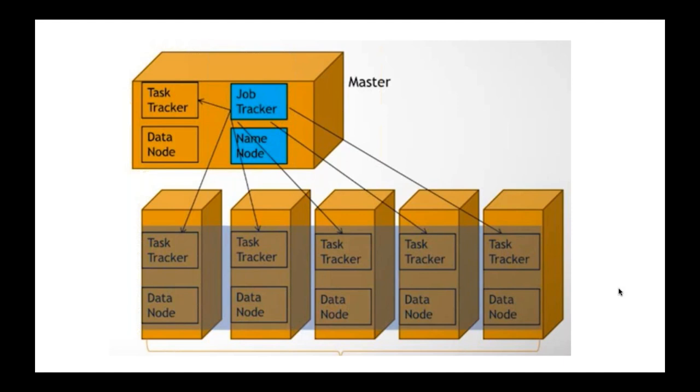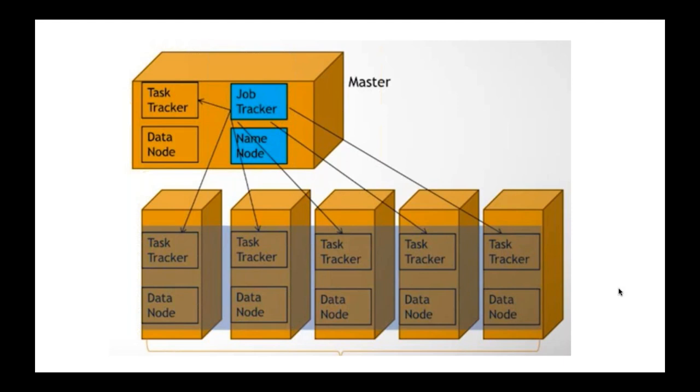Here are the simple steps of how it works. There is no strict sequence. The user provides the input location and the format of the data, and also other information like the expected output format. The job tracker accepts that input, divides it into tasks, and the task tracker gets the task and assigns it to the slave nodes, executes it, and updates the status back to the job tracker.